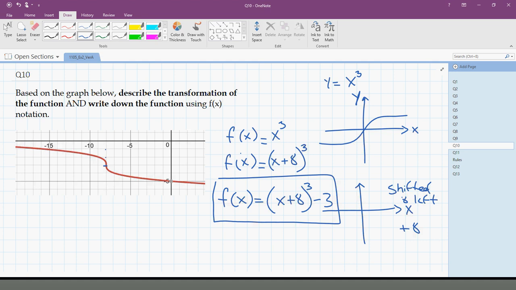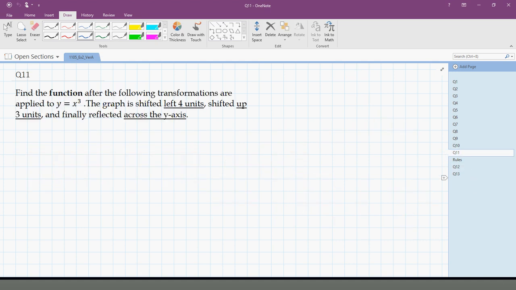Okay, question 11. Find the function after the following transformations are applied to it. So they're giving us the original function, which is a cubic function. The graph is shifted left 4 units. So left is going to be with the x, in here. So I'm going to open a parenthesis, x, and left means it's going to be a negative 4. Then shifted up 3 units, so we're going to add 3, and finally reflected across the y-axis.